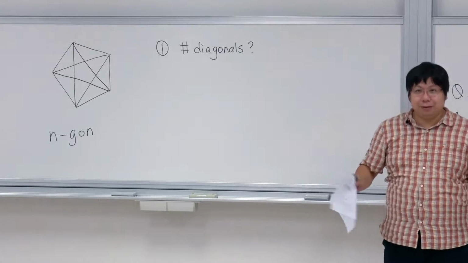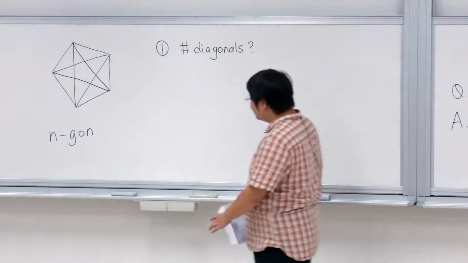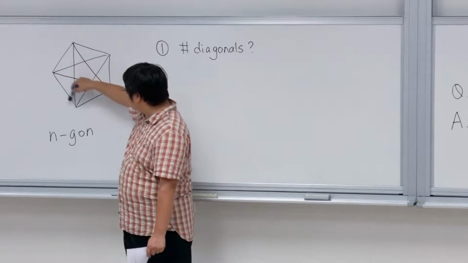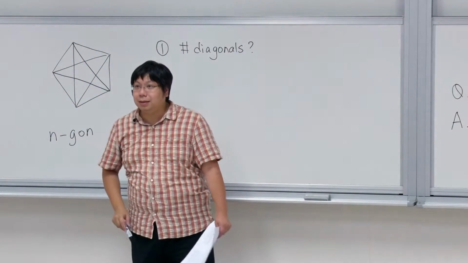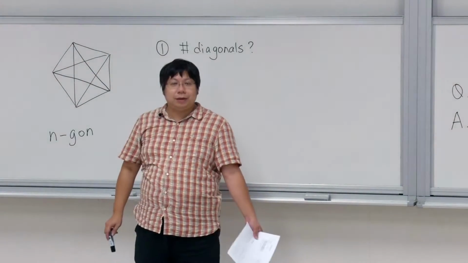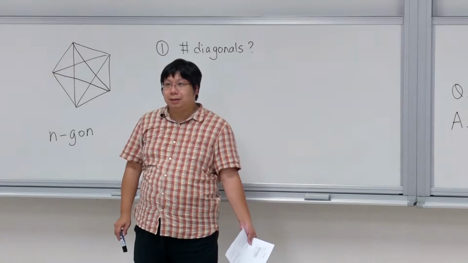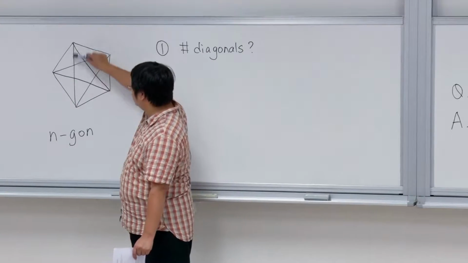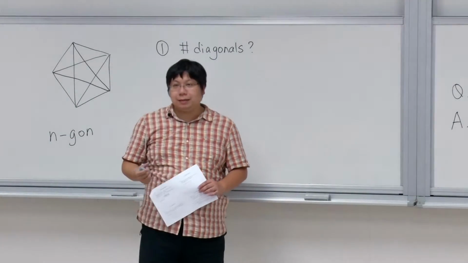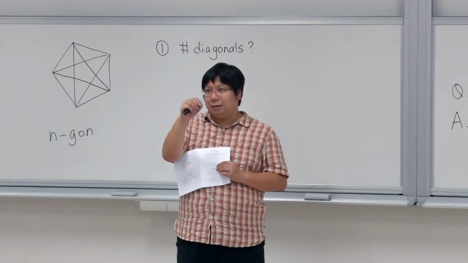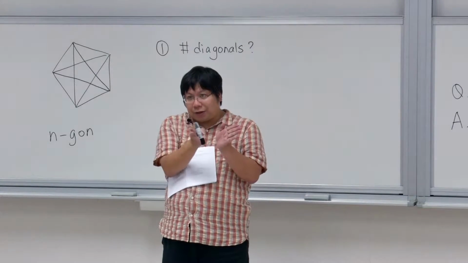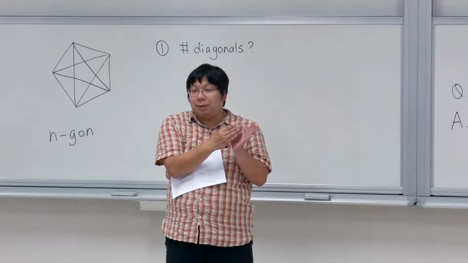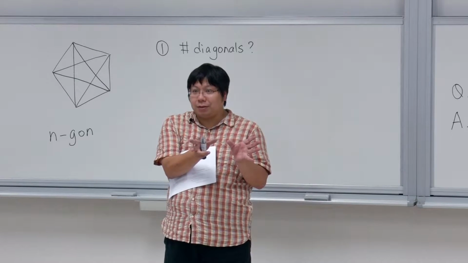Okay, there are many ways. One is, let's count all the edges first, and then we minus the outermost part. And this will give us the number of diagonals, right? So the total number of edges that we can see is, because each vertex is going to have n minus 1 edges joining to it, so you get n times n minus 1. These are the total number of edges.